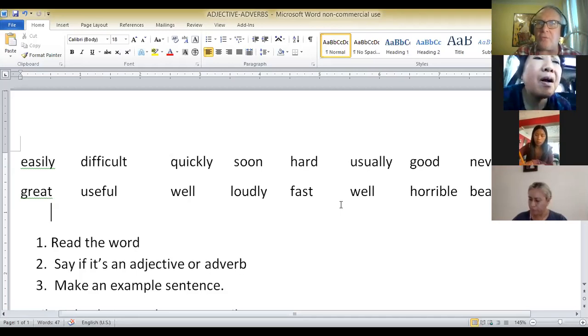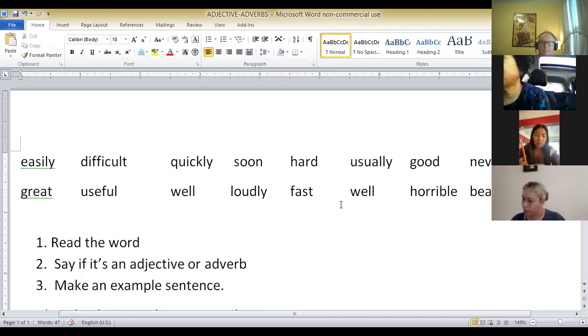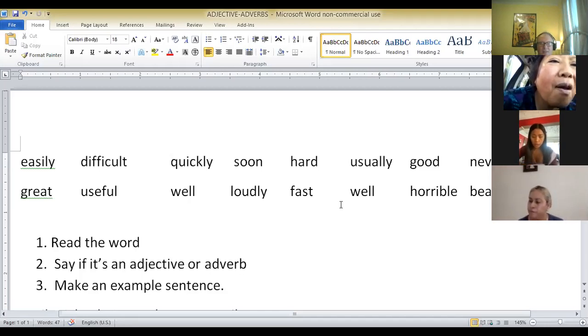Okay, so which word are you on? We just pick what we want. Oh, you're jumping around. Okay, no problem. Good will be an adjective. That's right. And then I will make an example. The food was good last night. The food was good last night. Perfect.